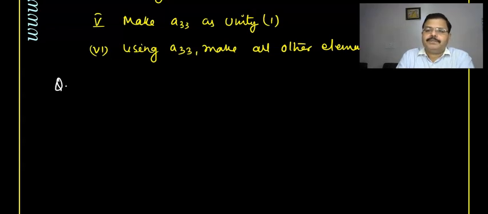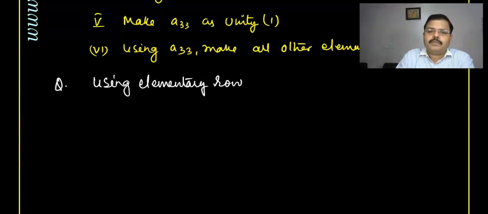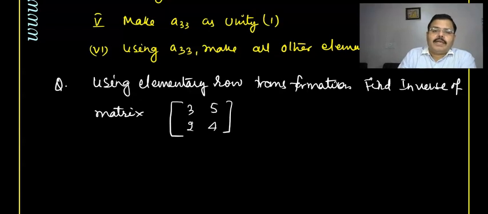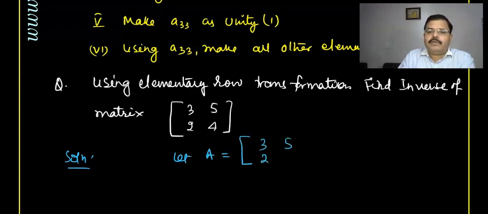I am writing one question using a 2×2 matrix. Using elementary row transformation, find the inverse of the matrix with rows 3, 2 and 5, 4. The solution can be written like this: this is a matrix of order 2×2, so fewer steps would be there. Let A be the matrix 3, 2, 5, 4.